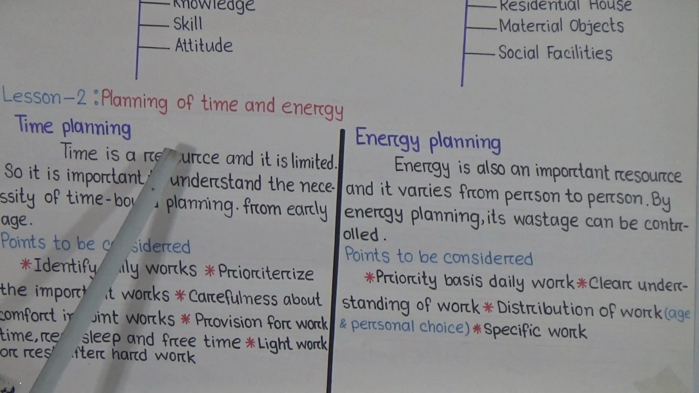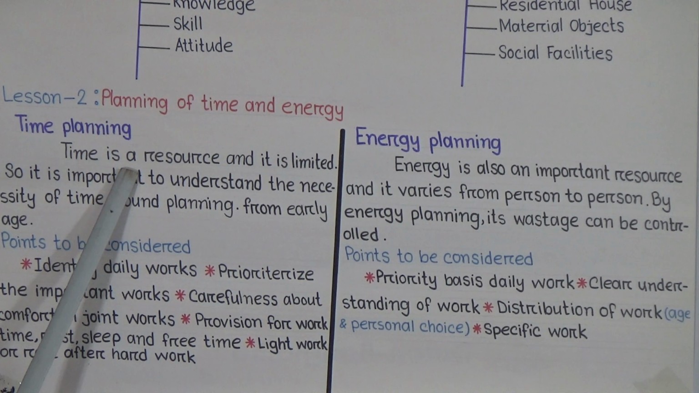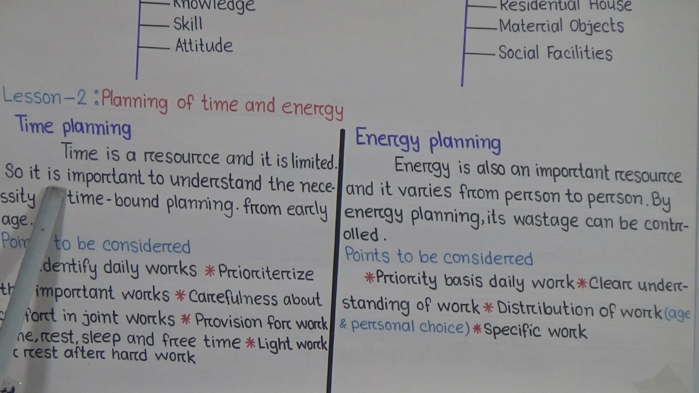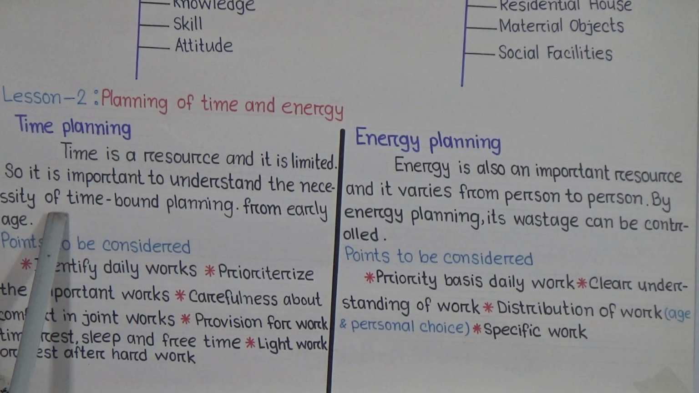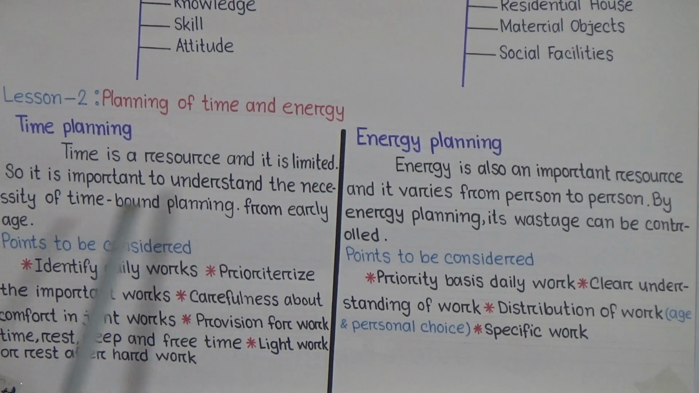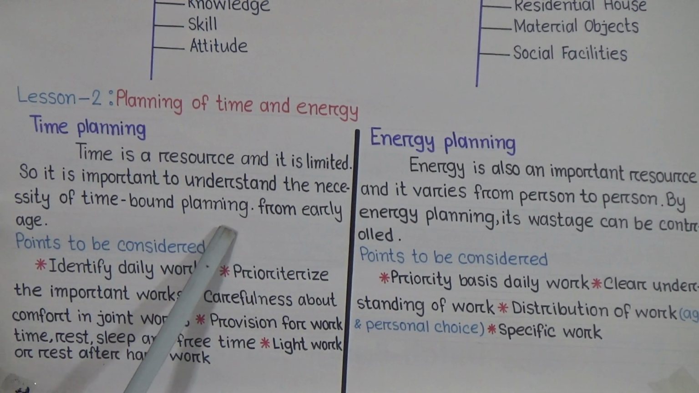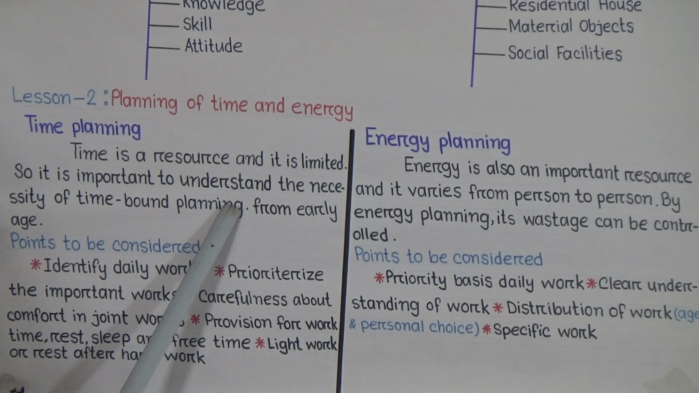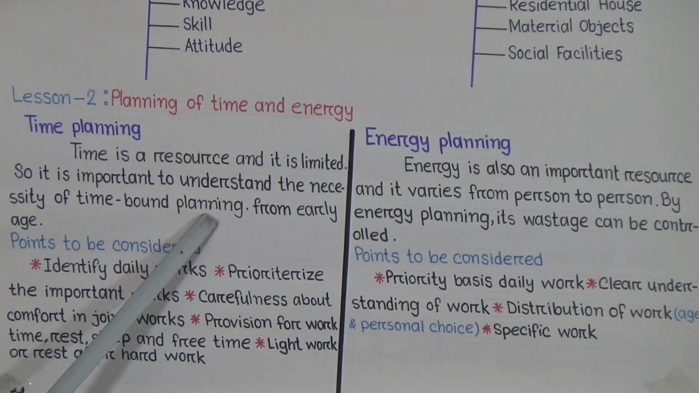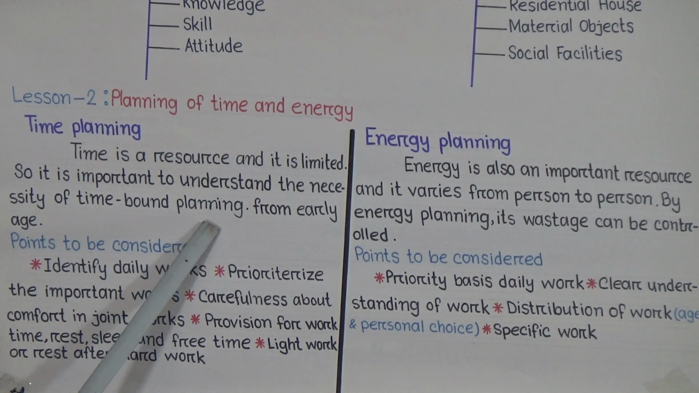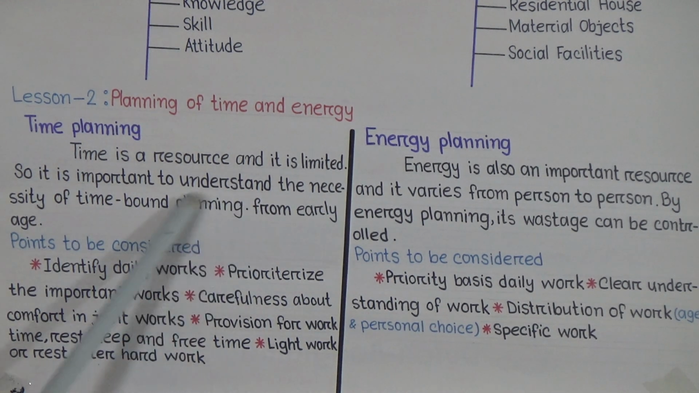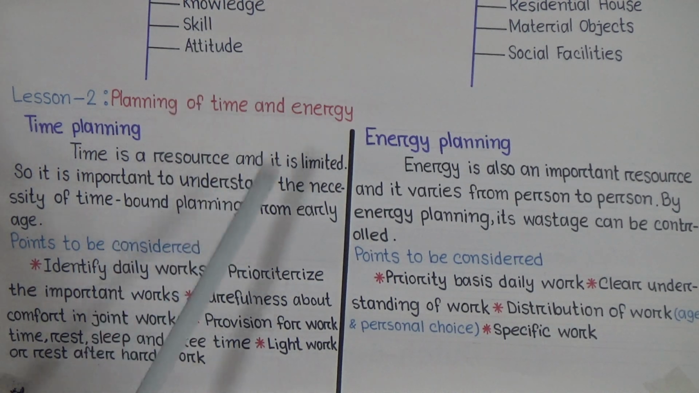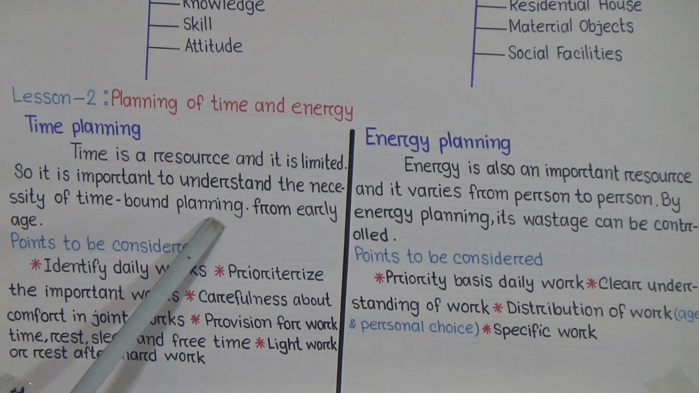It is true that time is a precious resource which is limited in our life. So it is important to understand the necessity of time-bound planning. From early age, from our childhood, we have to give importance to planning time, using time. If time goes, we will not be able to find it. So we need to be careful from our childhood, from our early age about time. Our elders or our parents can teach our children about this.